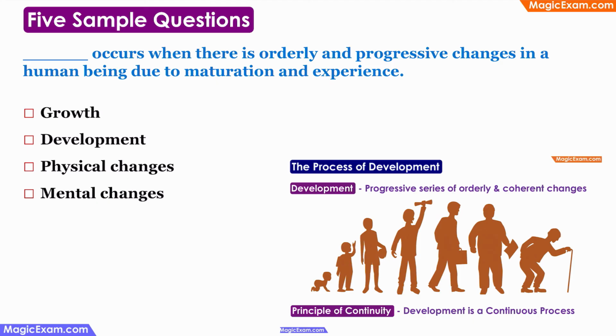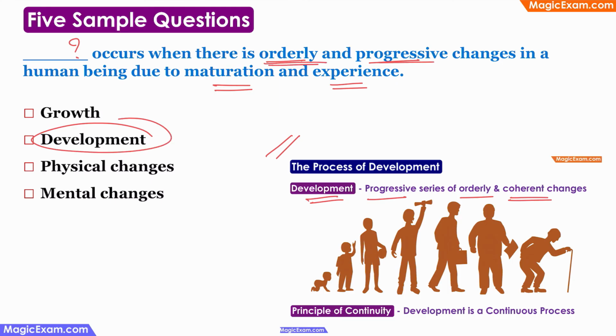In this question, we are being asked as to what happens when there is orderly and progressive changes in a human being due to maturation and experience. If you remember, in one of the previous slides, we discussed that development is defined as a progressive series of orderly and coherent changes. Therefore, development happens when there is orderly and progressive changes in a human being due to maturation and experience. Therefore, the correct answer is option 2.